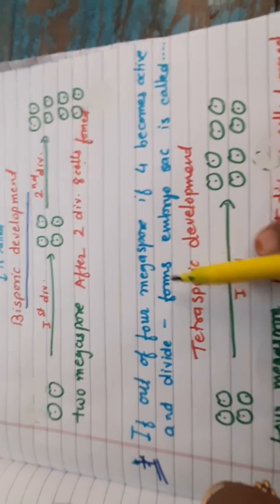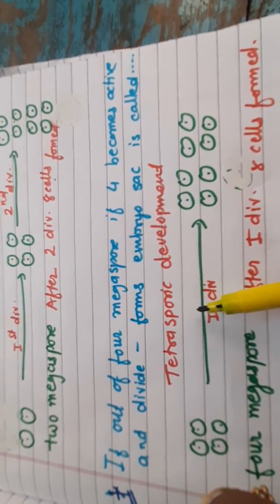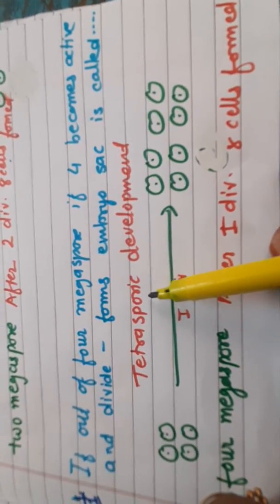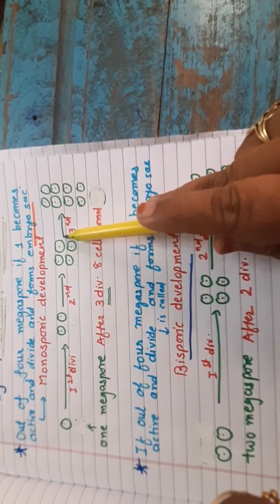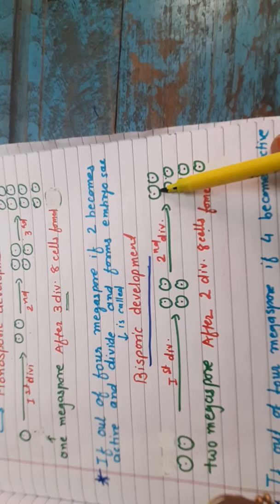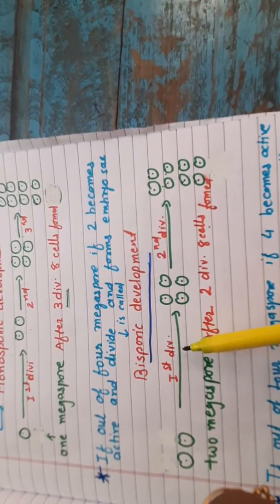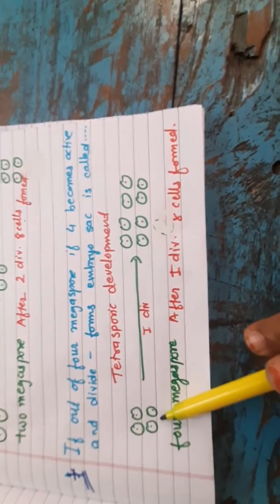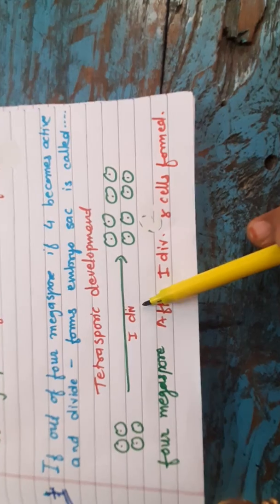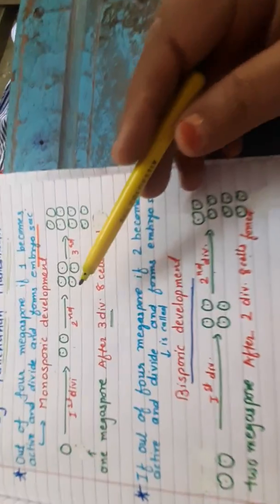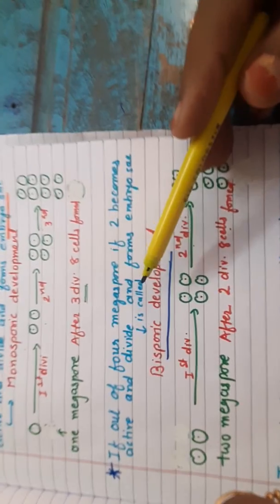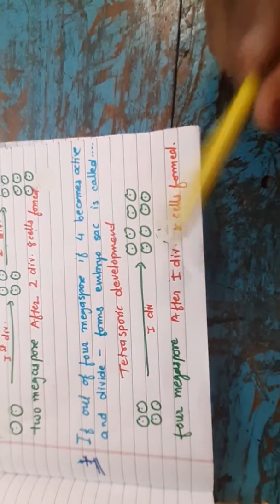And if 4 megaspores become active and form the embryo sac, that is 8 cells, such a development is known as tetrasporic development. Now you can simply understand that if from one cell 8 cells are produced, then 3 mitotic divisions are involved. If from 2 megaspores 8 cells are produced, then there are 2 divisions, and if 4 megaspores are involved, then we have only 1 division. So according to Panchanan Maheshwari, these developments are known as monosporic, bisporic or tetrasporic development.